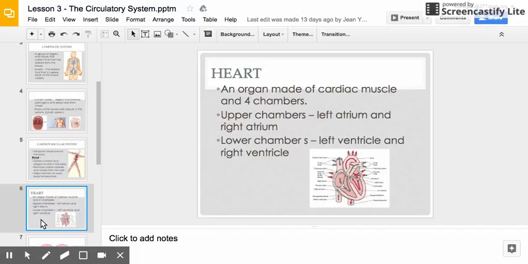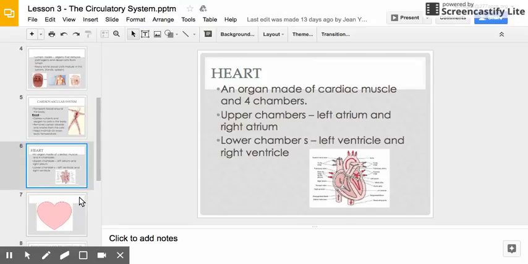Your heart is the primary organ in your cardiovascular system. It's made up of cardiac muscle, that special muscle that's found only in the heart, and it has a total of 4 chambers. The upper chambers are the left and right atrium, and then the lower chambers are the left and right ventricles. And you'll notice when you look at a picture, it seems like they're flip-flopped because we label those chambers based on where they would be in an actual human body.